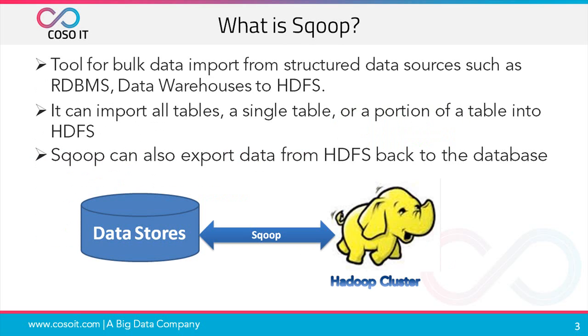So what is Sqoop? Sqoop is a tool which lets you import data in bulk from structured data sources such as relational databases like MySQL, Oracle, etc. to Hadoop, like Hive, HDFS and HBase. You can import all tables, a single table or a portion of a table into HDFS. It also lets you export data from the Hadoop cluster back to relational databases. So Sqoop acts as a bridge between data sources and Hadoop and allows you to exchange data back and forth.